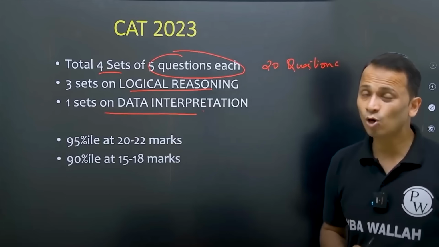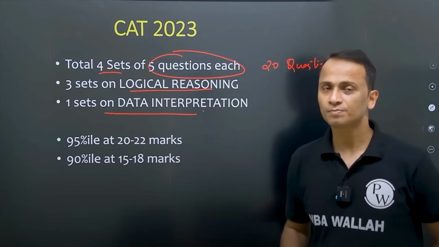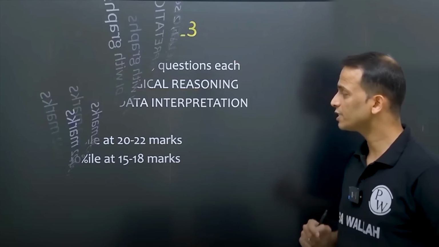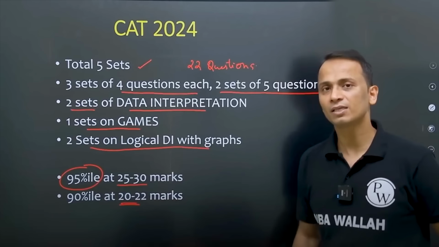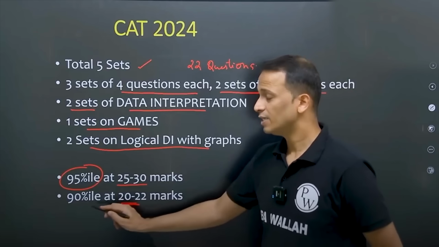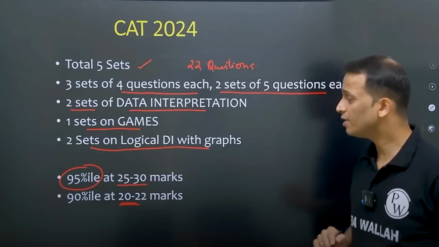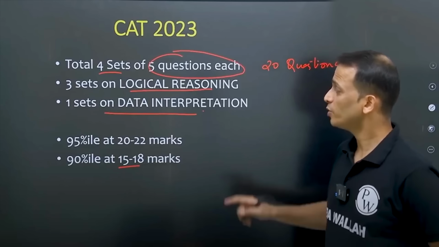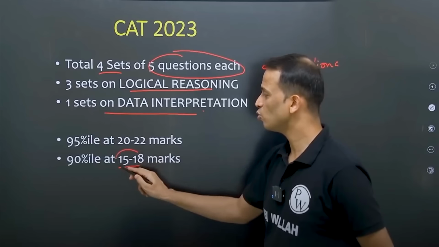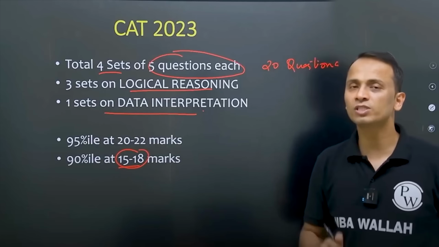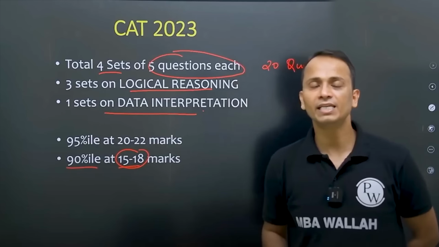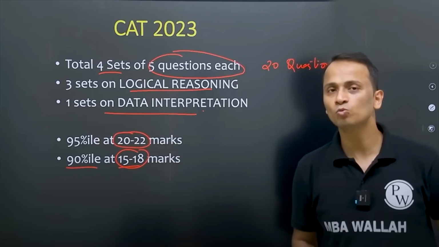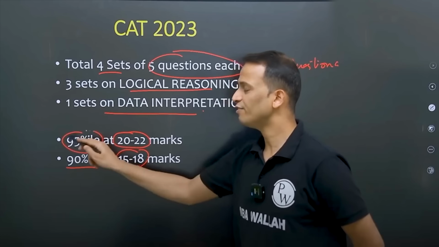All right. Now, here comes the catch. When in CAT 24, a student who was getting 20 to 22 marks was getting 90 percentile, here it dropped down to 15 to 18 marks, right? So in CAT 2023, a student who scored around 15 to 18 marks, 6 to 7 correct, was able to get 90 plus percentile. And a student who could get 20 to 22 marks was able to get 95 percentile.